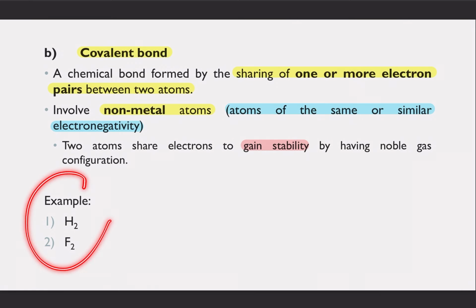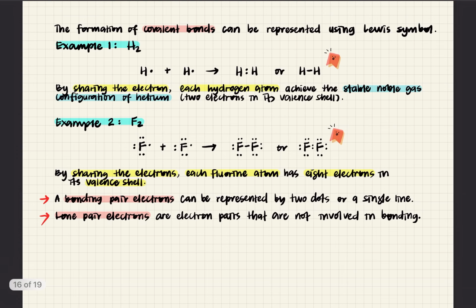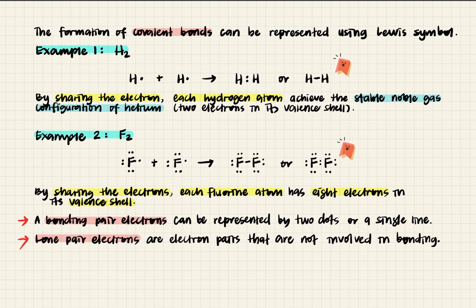So the examples will be for hydrogen and fluorine. Okay, your non-metals, your molecules ni. Okay, we will look at hydrogen first. Okay, so again, your questions might ask you to draw, you show the formation of the bond using Lewis symbol. So we will start here.